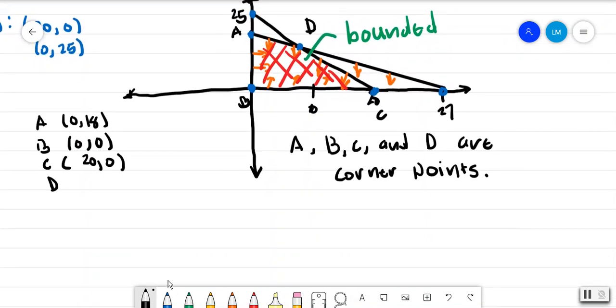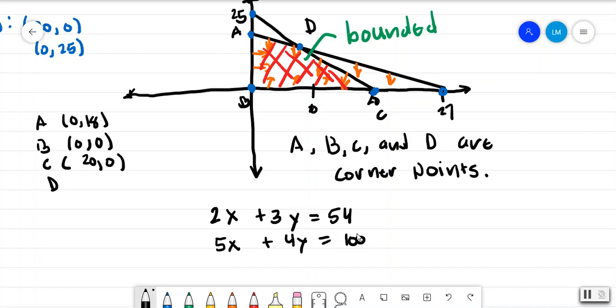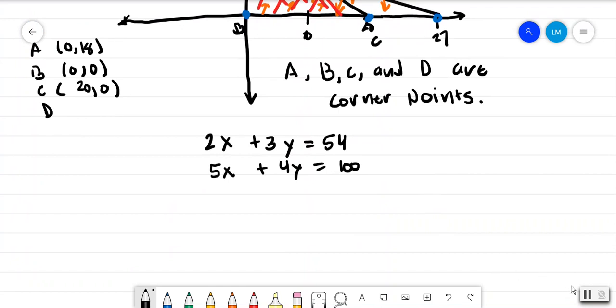Again, I was mentioning something about how you can use systems of equations. So 2x plus 3y equals 54, then 5x plus 4y is equal to 100. In this sense, we can do many different things to solve for the point of intersection. The point of intersection is found by either using a calculator or maybe even Desmos. But let's say that we go ahead and we augment the system. So we have 2, 5, 3, 4, and 54, and 100.